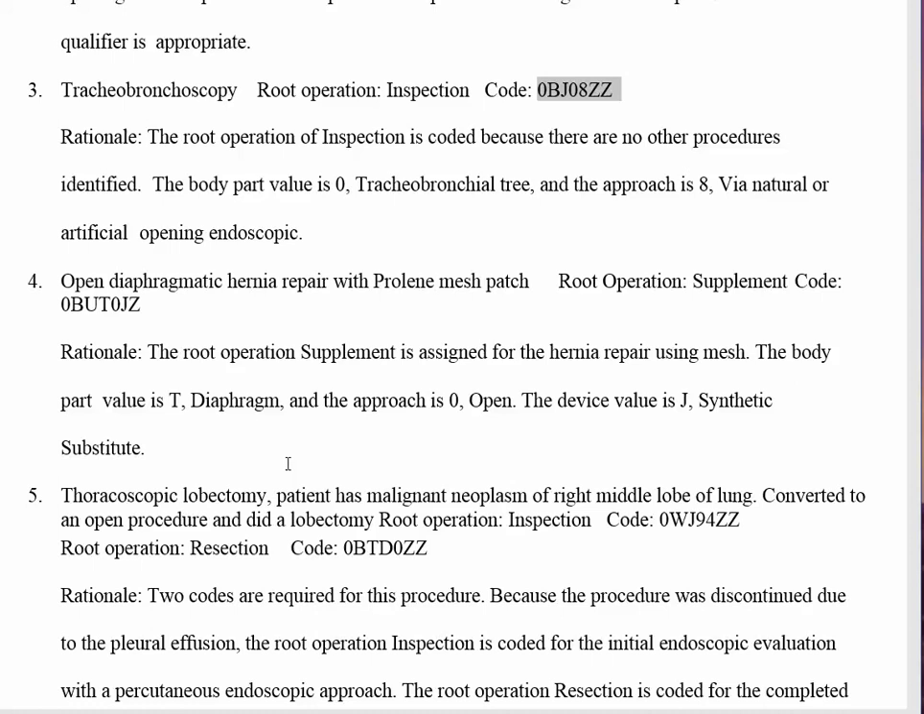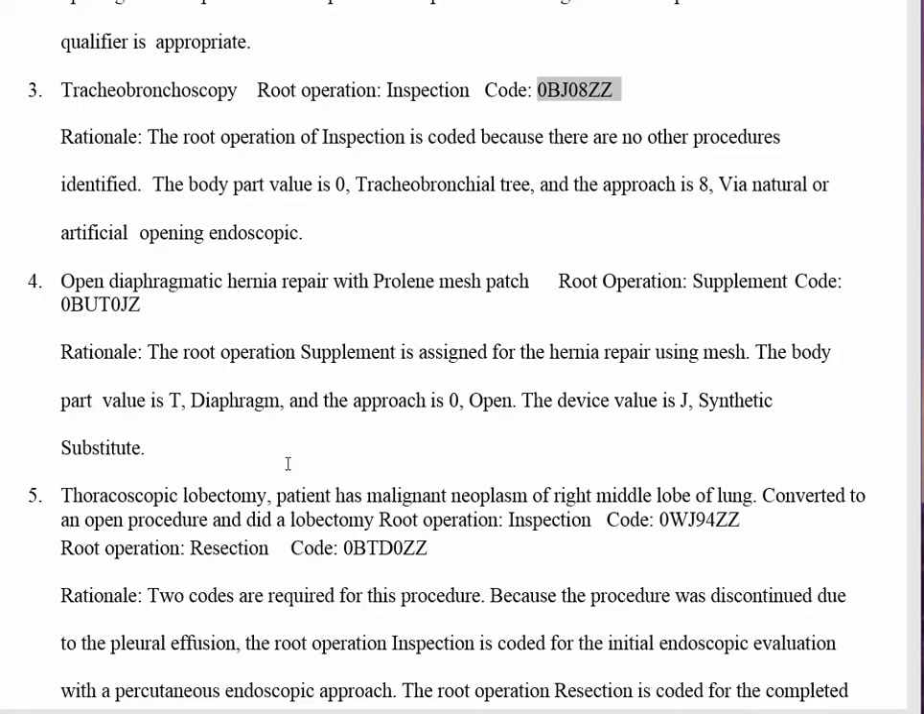but he's not just repairing the area, he's also putting in this mesh. So the intention was to fix the patient's hernia, but this patient's hernia required the use of a non-biological substance in order to do that. So the best fit is supplement. Supplement is defined as putting in or on biological or synthetic material that physically reinforces and/or augments the function of a portion of a body part.